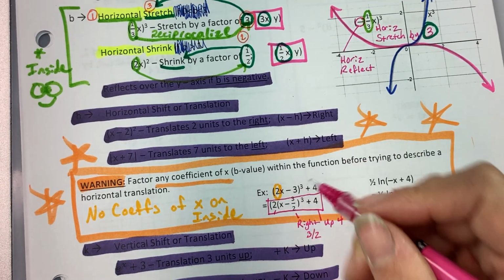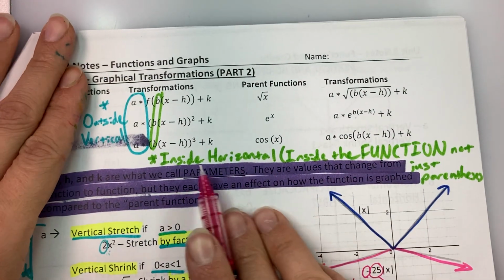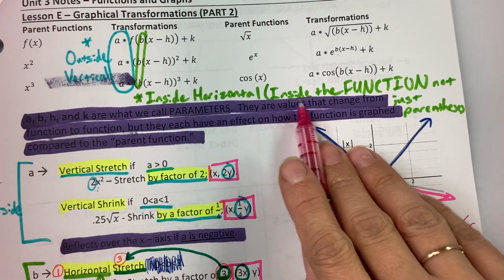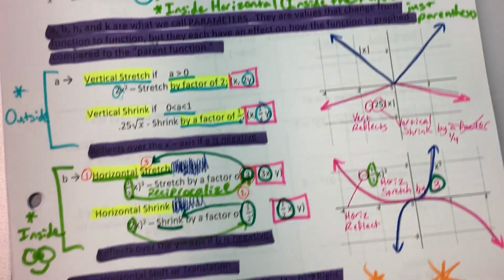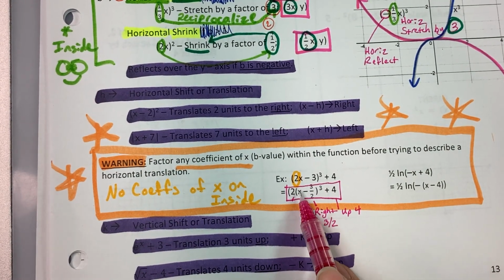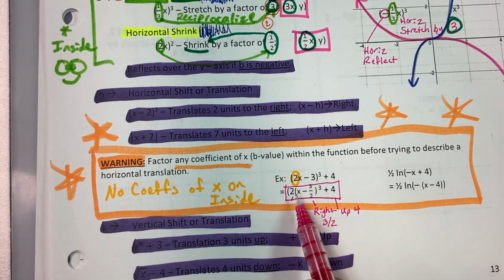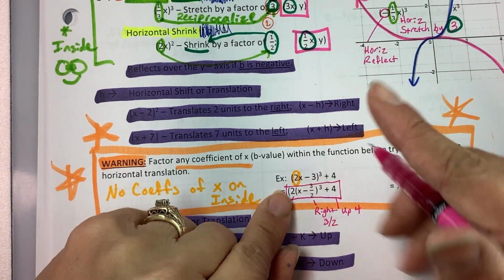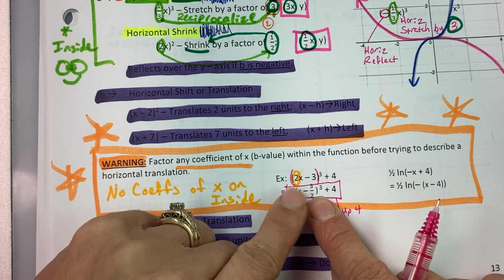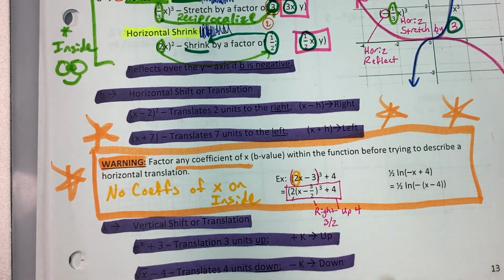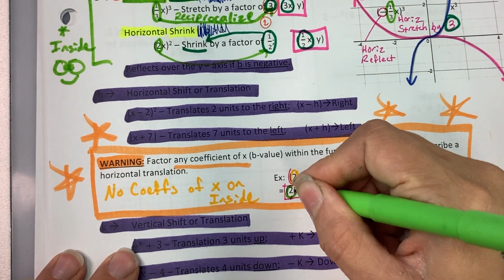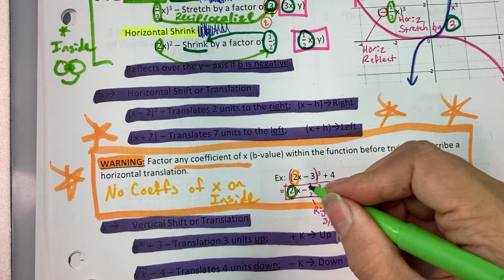Now this 2, up above, I stated that inside means horizontal, and it has to be inside the function, not just the parentheses. So folks, this 2 is outside the parentheses, but is it outside the function? No, we can see up here that that 2 is inside this cubic function. Same with here, it is inside this cubic function. So it's outside this little parenthesis, but it is still inside the cubic function.